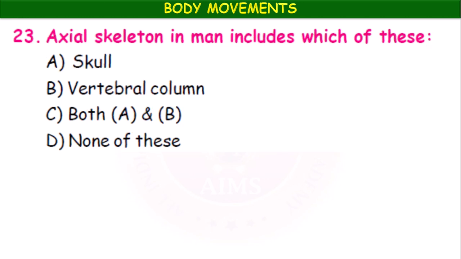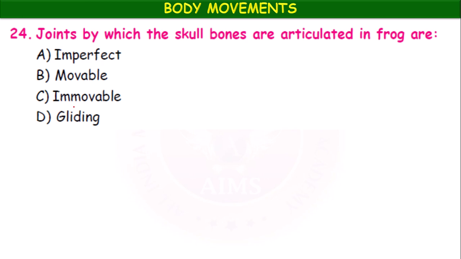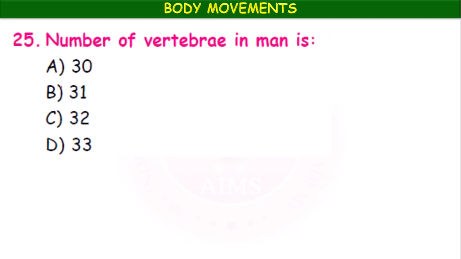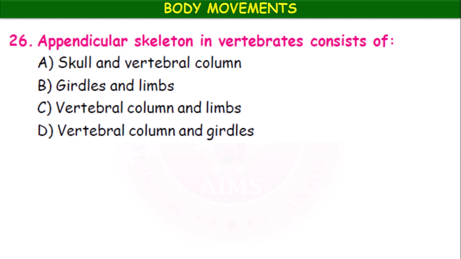Axial skeleton in man includes which of these? Skull, vertebral column, both. Joints by which the skull bones are articulated in frog are imperfect, movable, immobile, gliding. It is immobile. Skull consists of bones which are immobile. The number of vertebrae in man is 30, 31, 32, 33. There are how many vertebrae, children? 33 vertebrae are present in the human beings.